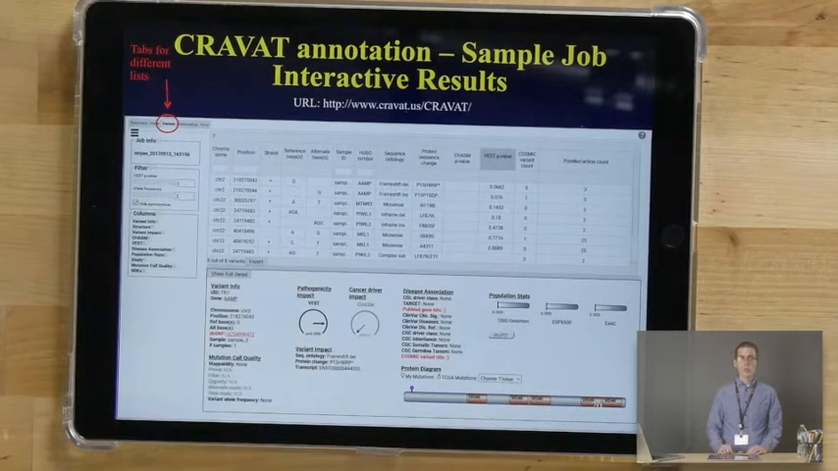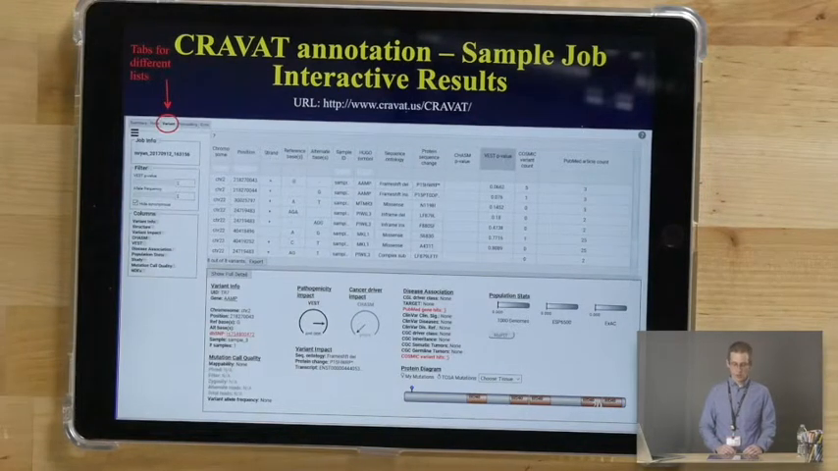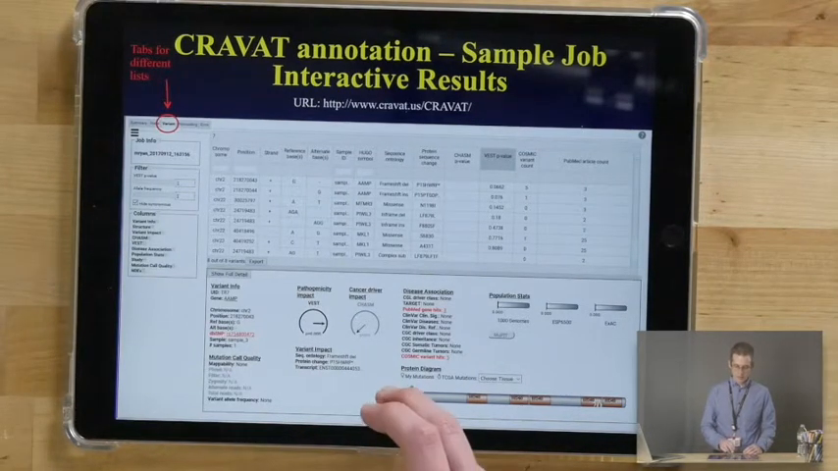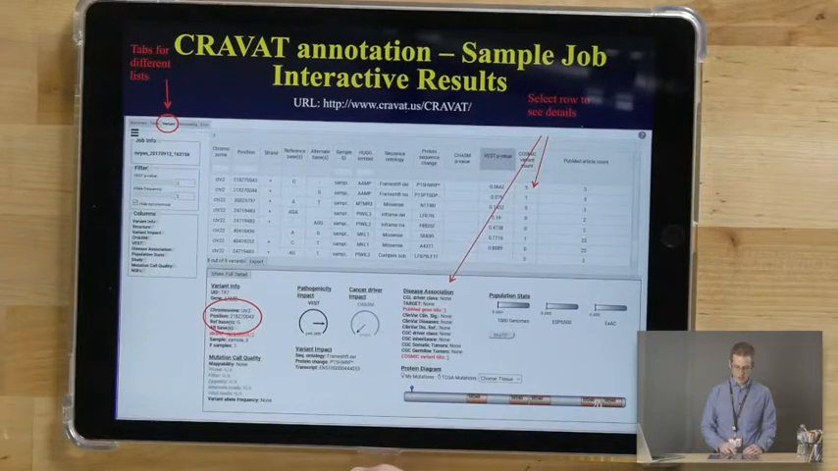One tool to annotate mutations is called Cravat, and it has an online website where you can actually submit mutations in VCF file format. There are other annotators for mutations like Variant Effect Predictor, or VEP, but we're going to be focusing on Cravat as it provides an easy interface.